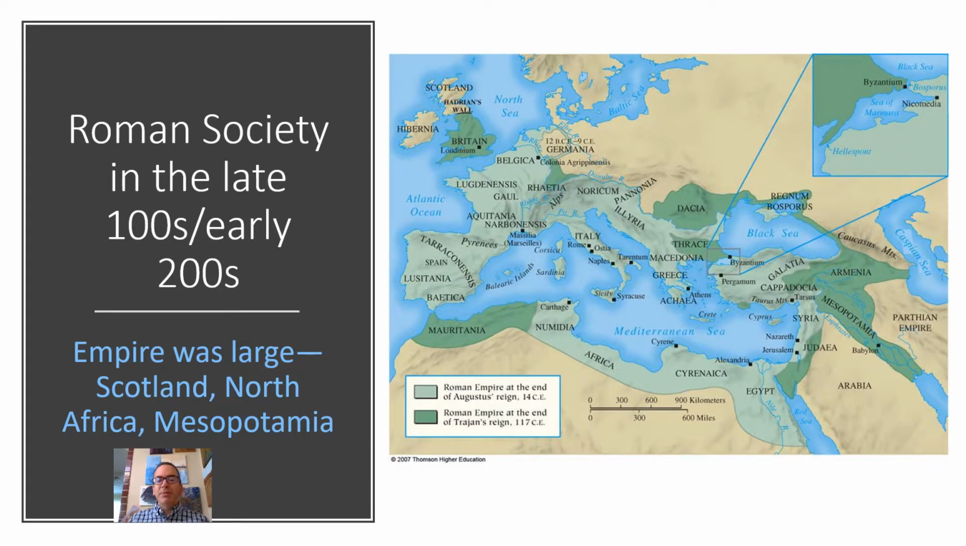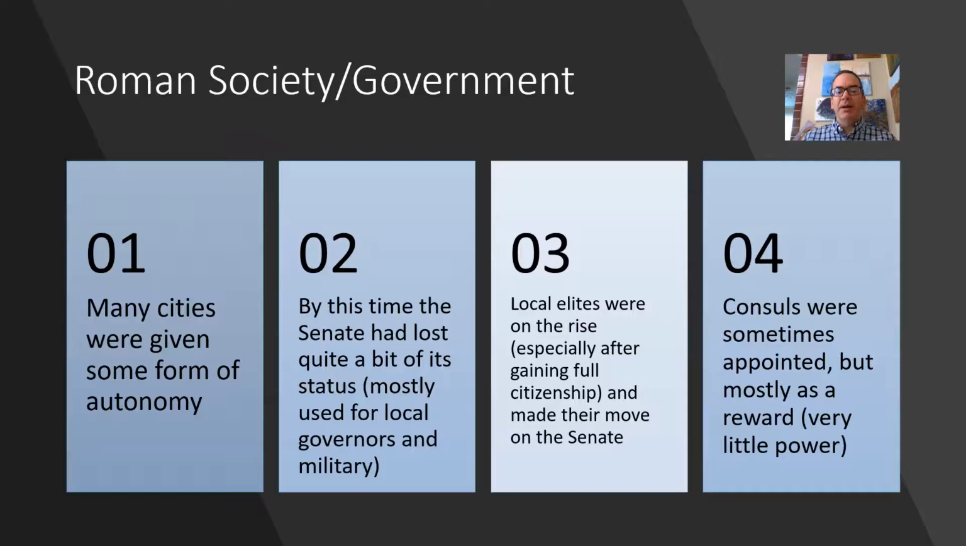I've shown you this map before at the very beginning of the class with the extent of the Roman Empire, where you've got it from the borders of Scotland all the way down into North Africa, and then all the way deep into Persia, which was really a one-time deal, and then all of North Africa and Egypt. So it was a pretty large empire.